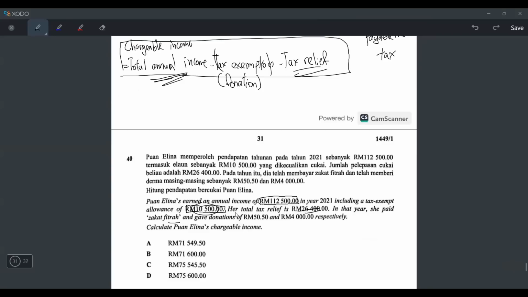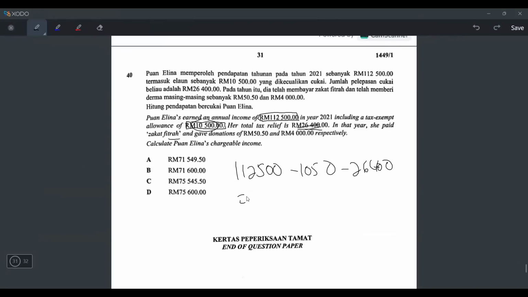First of all, the annual income is what? 112500. And then I have to minus tax exemption, minus tax relief, right? So minus with 1050, and then the tax relief also have to minus 26400. So if I press this, what will I get? 112500 minus 1050. Okay, I missed out a 0 here. And then minus lagi dengan 26400. Okay, I got 75600. That's the answer.